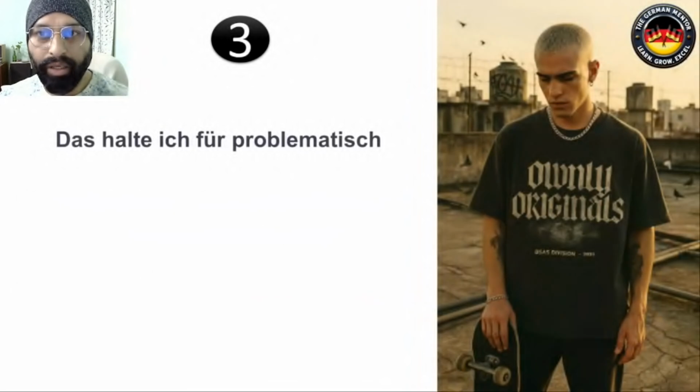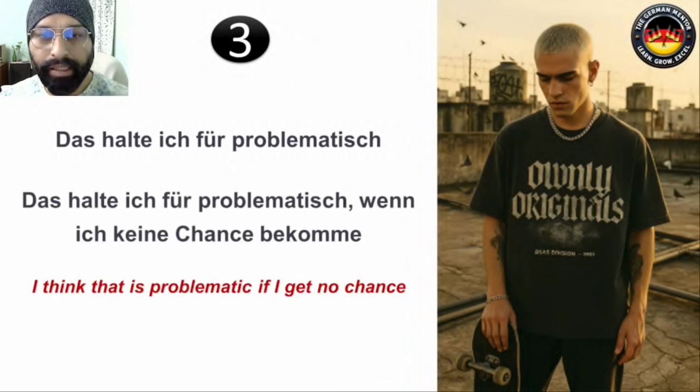Now we check the third one, Nummer 3: Das halte ich für problematisch. Zum Beispiel, das halte ich für problematisch, wenn ich keine Chance bekomme. I think that is problematic if I get no chance. So I am disagreeing on some theme, on some situation. Das halte ich für problematisch. So this is an example which you can use in your conversation or in the examination when you are disagreeing with something.